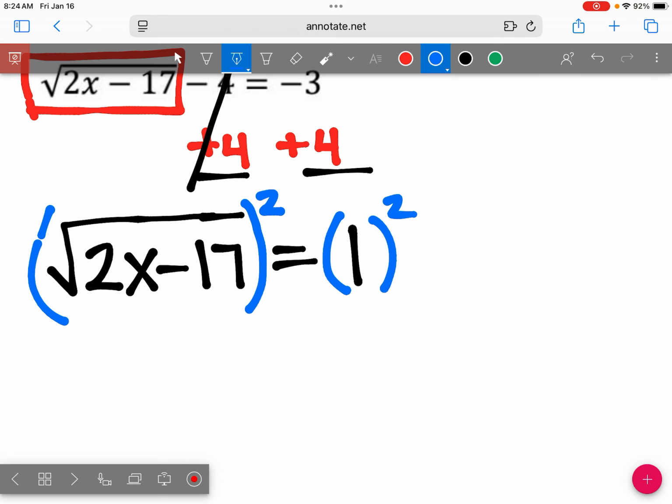And all that does on the left, yes. So when you add negative 3 plus 4, you get 1. Oh, yeah, that's okay. So when I square both sides, the only thing it's going to do here is get rid of this. That's all it does. Nothing changes with the 2x minus 17. So we have 2x minus 17 equals 1 squared, which is 1. All right, go ahead and solve it.